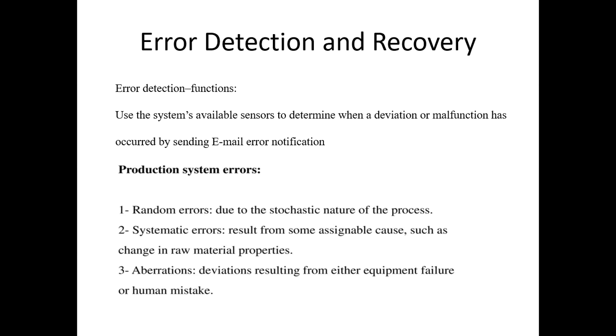Error detection and recovery. Here, it uses the system's available sensors to determine when a deviation or malfunction has occurred, by sending email error notifications. In a production system, there are three different types of errors encountered. First one is random errors, due to the stochastic nature of the process. Systematic errors, which result from some assignable cause, such as a change in raw material properties. Aberrations, deviations resulting from either equipment failure or human mistakes.